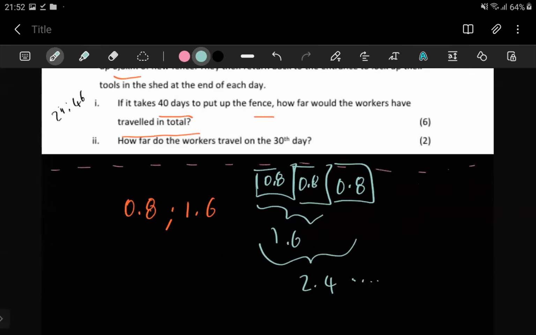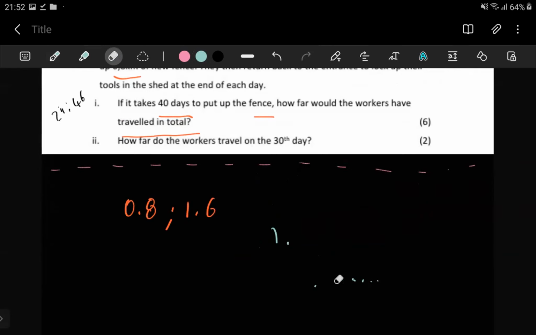Yes. So that's the idea behind the sequence that we are working with here, right? It's just going to keep going like this. So the next one here is going to be 2.4. The next one from there is going to be 3.2, going on and on and on. You see it?